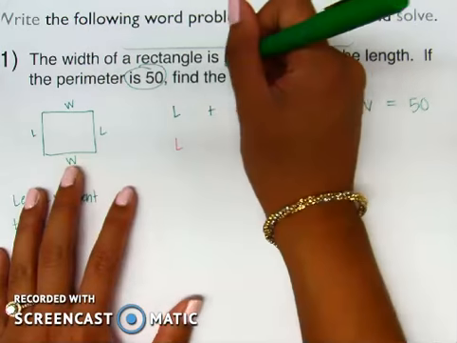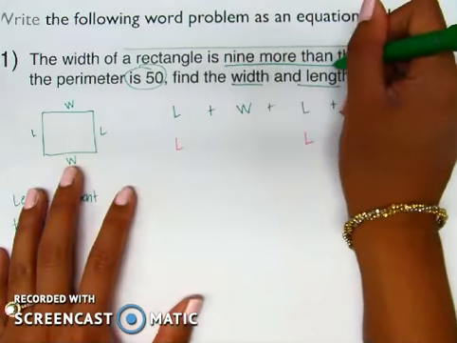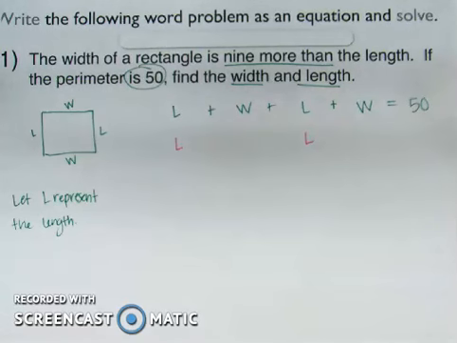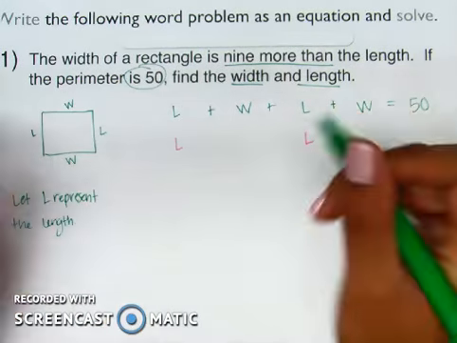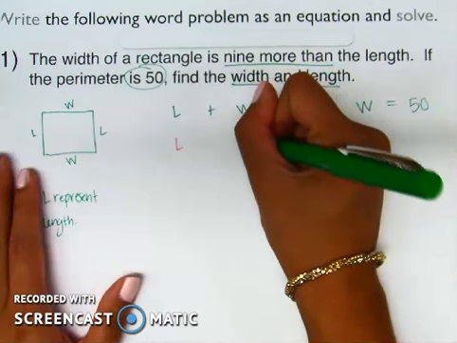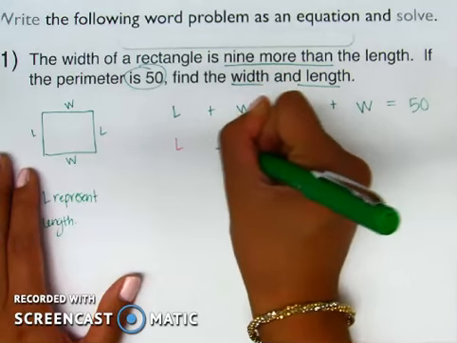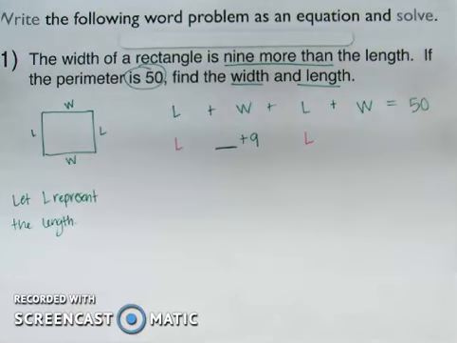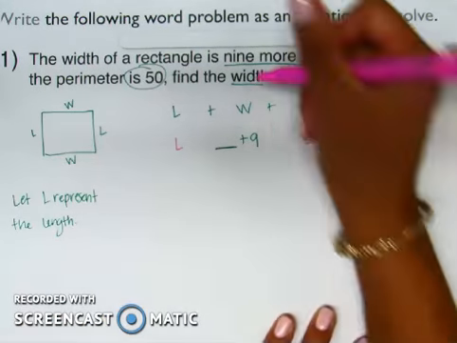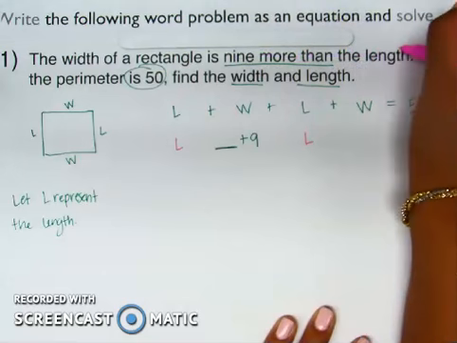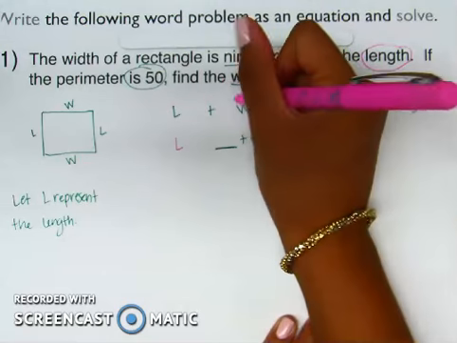Now the word 9 more than makes me think that we're going to be adding 9. So that's what I'm going to do. We're going to add 9. But you want to be careful because we're adding 9 to something. What are we adding 9 to? Well, we're adding 9 more than the length. So we're going to add 9 over to the length.